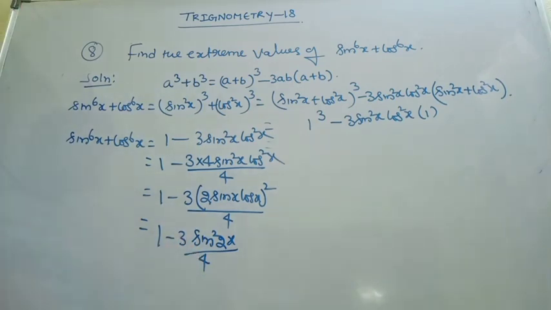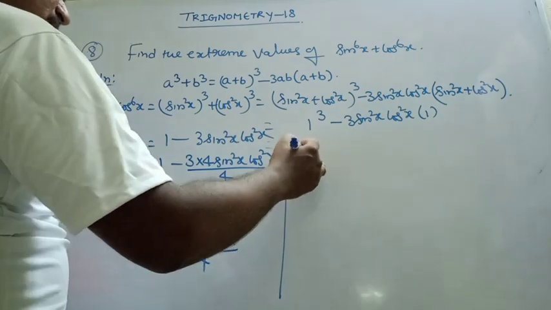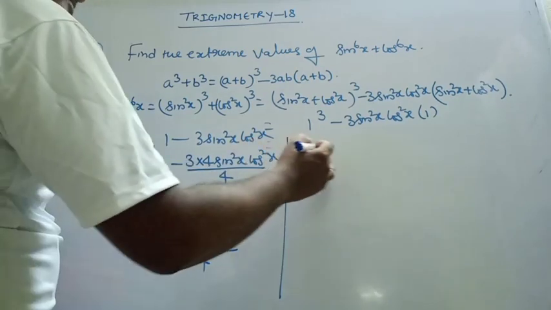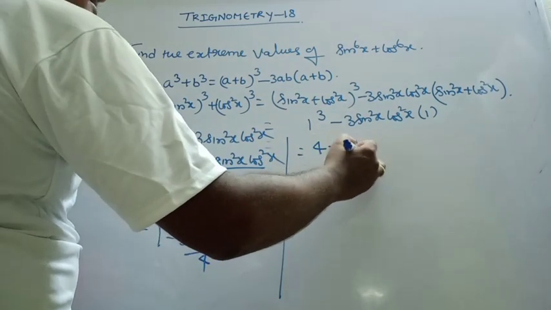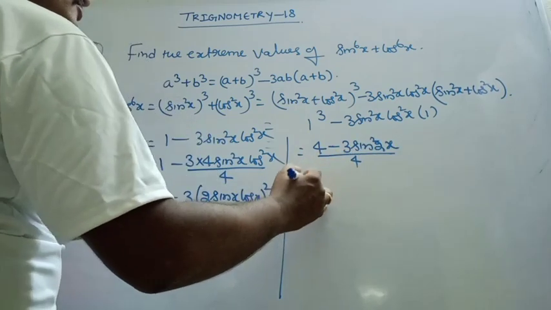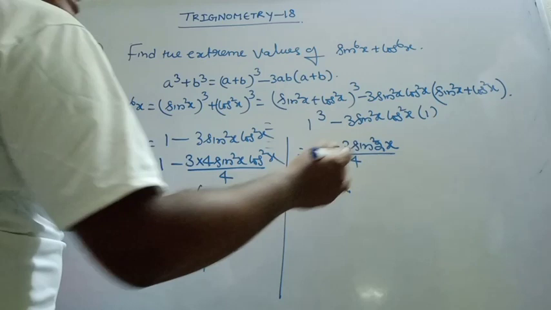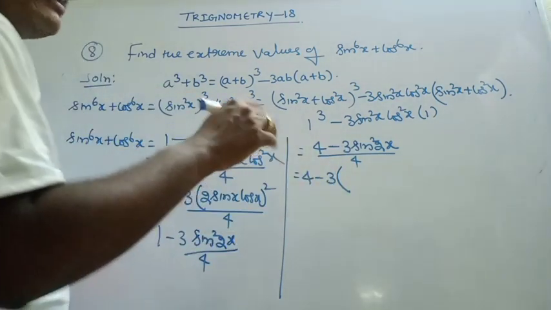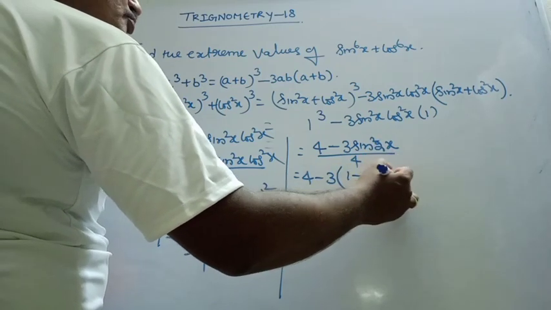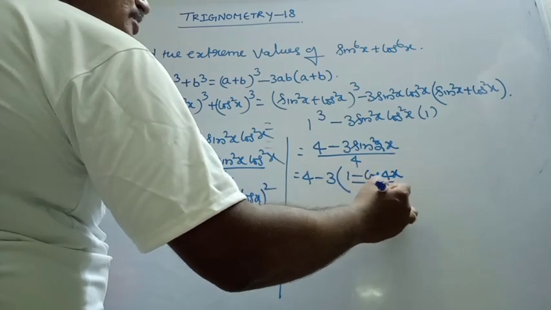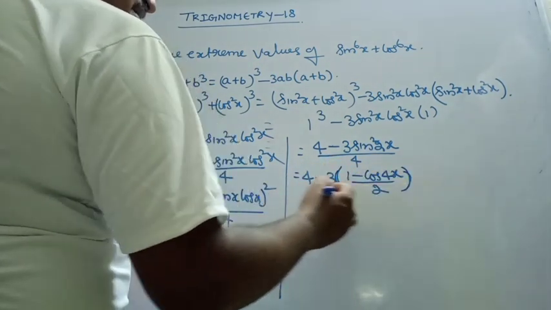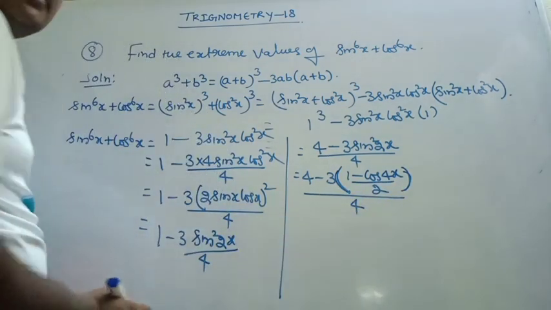And of course, as I told you, using 1 minus this, of course you can take LCM. This is now (4 minus 3 sin² 2x) whole by 4. Now this is 4 minus 3 into, I told you that sin²θ equals (1 minus cos 2θ) by 2. Therefore, this is now (1 minus cos 2 into 2x, that is cos 4x) by 2, whole thing by 4, like this, right?